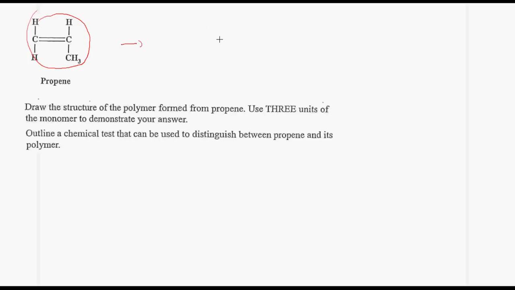Now, this type of reaction is an addition polymerization, and this occurs because of the presence of the double bond. And the key thing to remember here is that when the polymer is formed, the double bond disappears. It turns into a single bond. So all you have to do is to draw the exact same molecule, but instead of drawing a double bond, you draw a single bond. And they want 3 units of the monomer. What I've drawn here is 1 unit, so I need to draw 2 more.